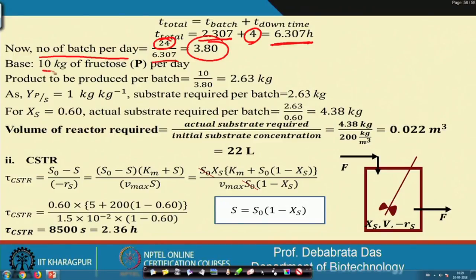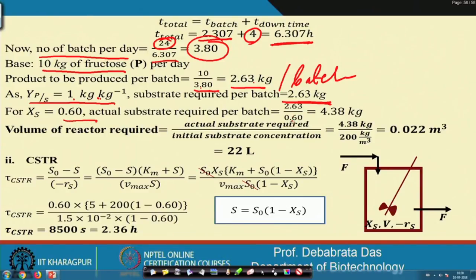Now, if you look at the problem, our basis was 10 kg of fructose we want to produce per day. Am I right? So that means per batch, how much we can produce? 10 divided by 3.8, that is 2.63 kg. This is what we shall have to produce per batch. Am I right? And then we know that our yield is 1 kg of product from 1 kg of substrate. So how much substrate is required? Since it is 2.63 kg of product, then we also require 2.63 kg of substrate. Now here we have 60% conversion of the substrate.